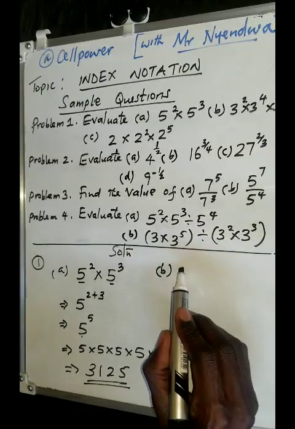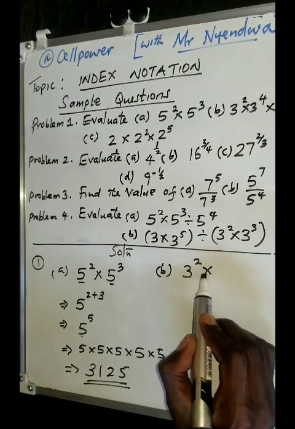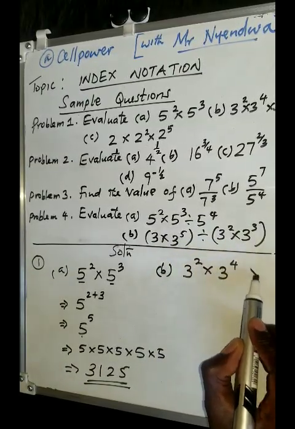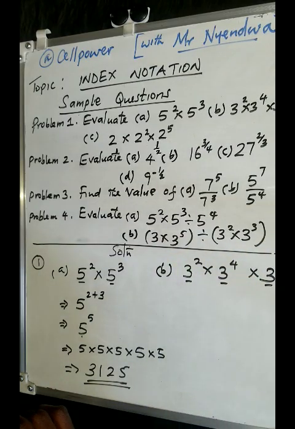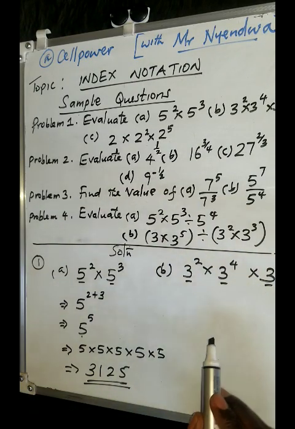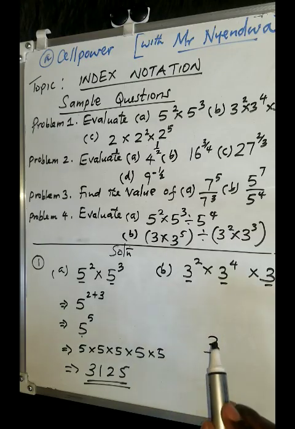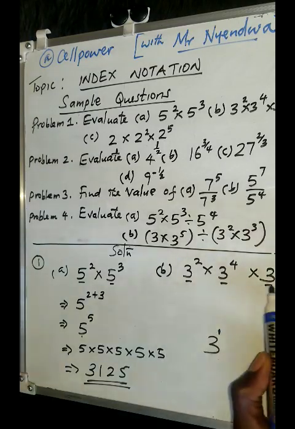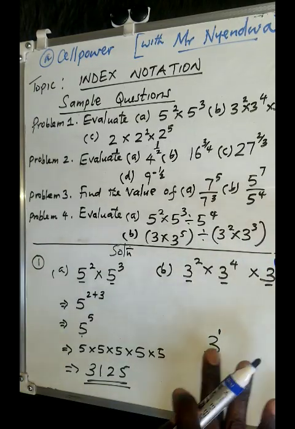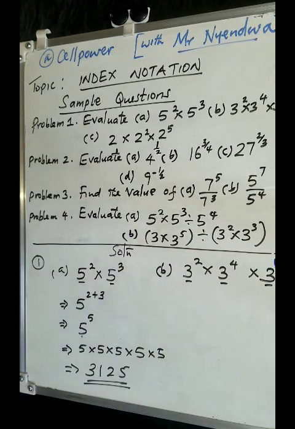Look at the B part there. It says 3 raised to the power 2 times 3 raised to the power 4 multiplied by 3. If you notice, they all have the same bases. Now, if you have just been given a number like 3, there's nothing there. It simply means there's a 1. So it's like the number that I've actually been given here, there's a 1, if they have not written it there, because we do not indicate 1.